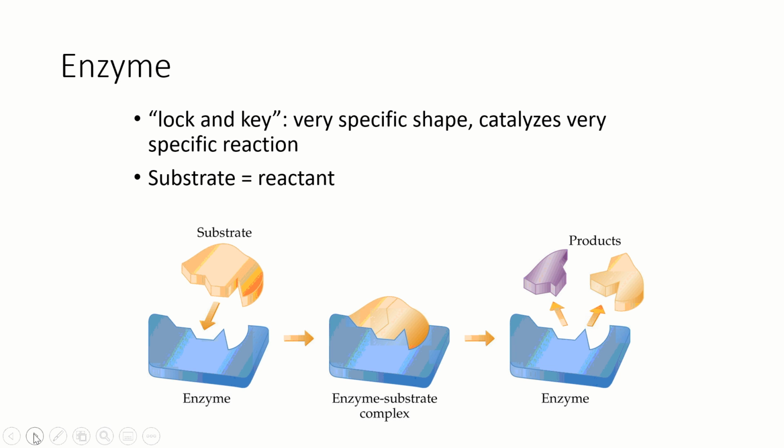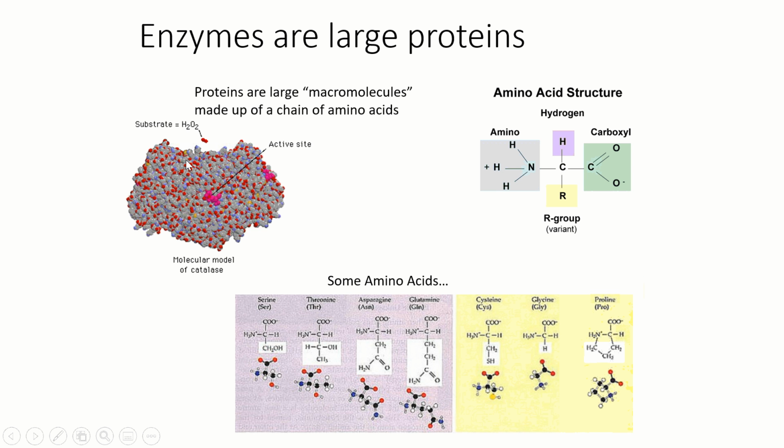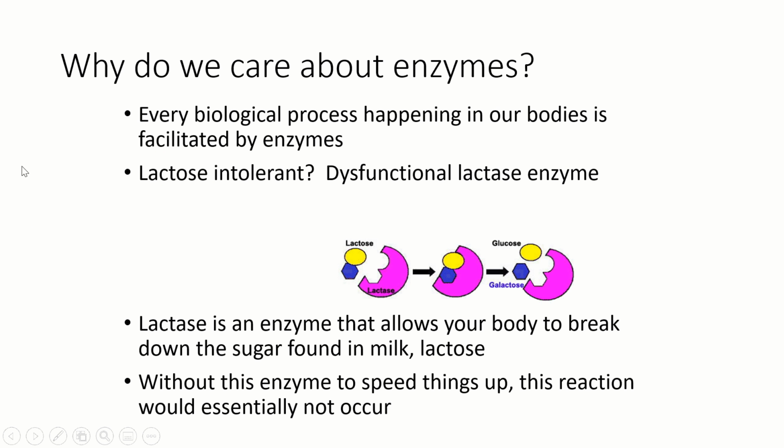So enzymes are an example of a biological catalyst, and this is something you might talk about in a biology class. Enzymes are large proteins made up of amino acids. An example of an enzyme that you may have heard of before is lactase. That's an enzyme that allows your body to break down the sugar found in milk, lactose. Some people have a different version of lactase that does not allow them to break down lactose very well, and that is what results in people being lactose intolerant. So that's an example of an enzyme there.